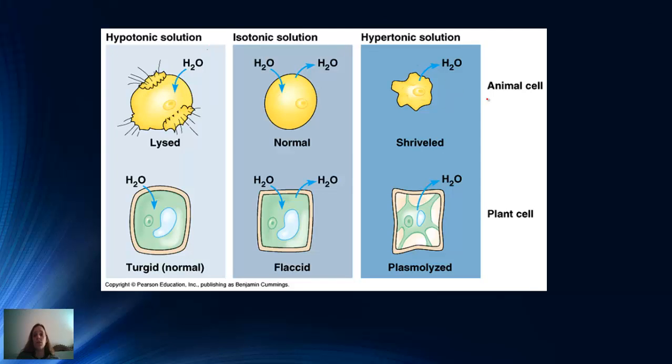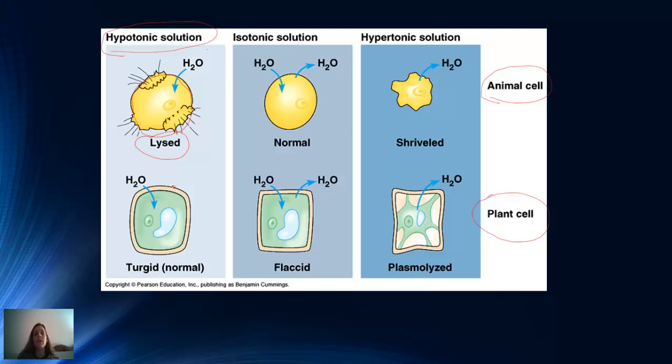In the first image, on the top we're looking at animal cells. On the bottom we're looking at plant cells. And in this first image, we're looking at a hypotonic solution. So basically what that means is there's more water inside of the cell than on the outside of the cell. And for an animal cell, this is very bad because, if you remember, animal cells just have a membrane on the outside. So if there's too much water on the inside, it creates too much pressure. We call that osmotic pressure. If there's too much pressure, then the cell will lyse, or burst.